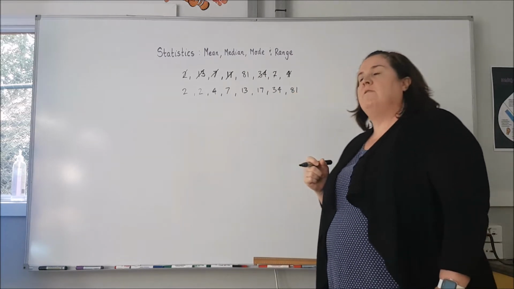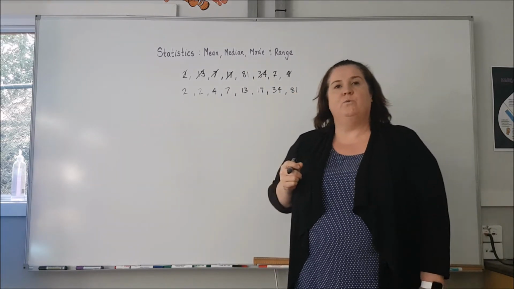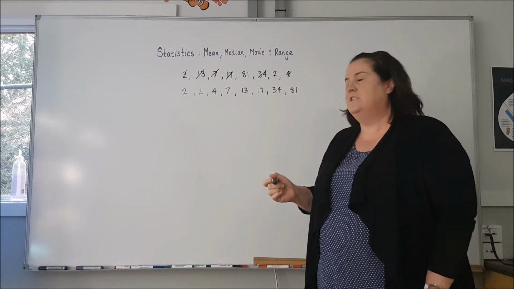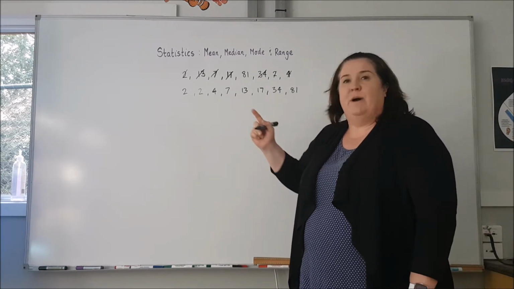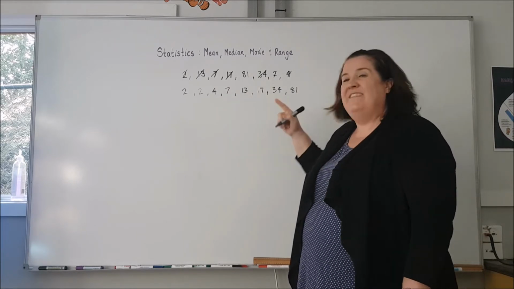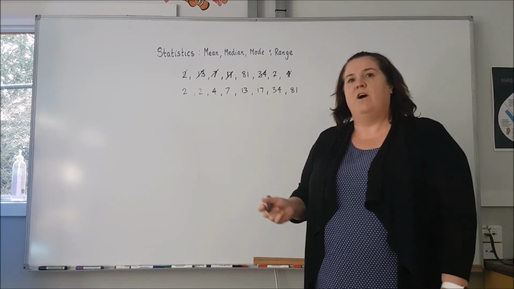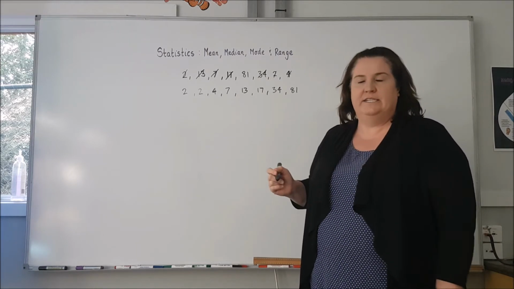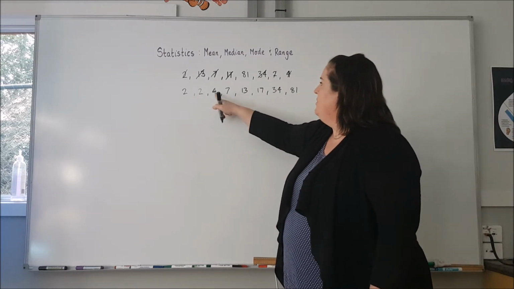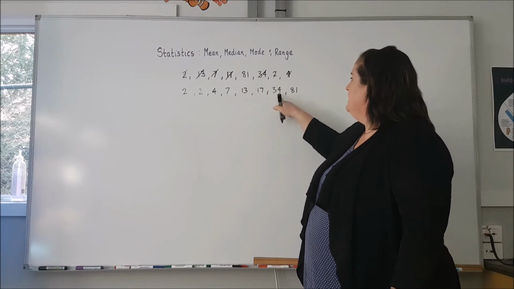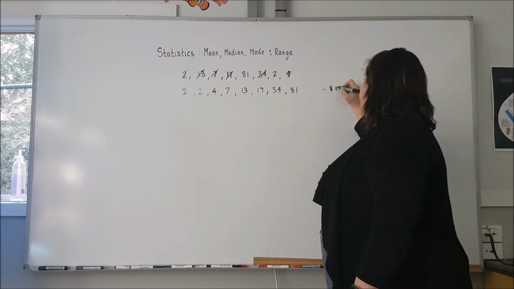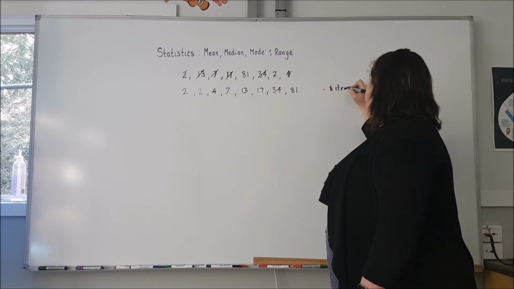Also, for calculating the mean, I need to work out what the average of these numbers is. And there's a mathematical way to do that. So it's by adding up all of these values and then dividing it by the number of items in the data set. So I need to count how many values I have in my data set. So 1, 2, 3, 4, 5, 6, 7, 8. So I have 8 items. Okay, that's important information. 8 items.